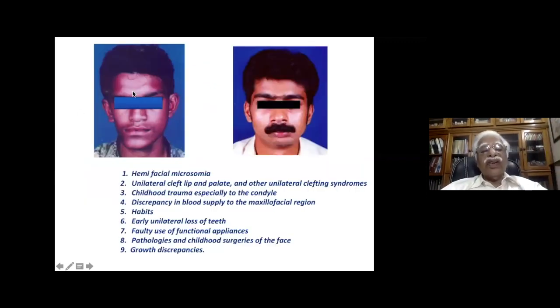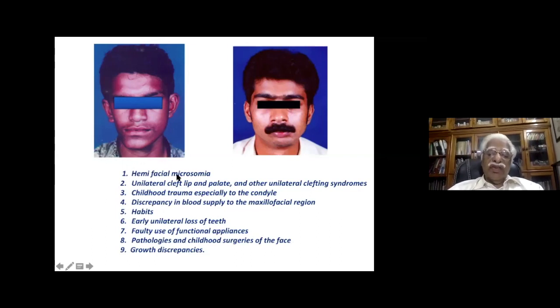So coming to facial asymmetry, it can be pan-facial asymmetry, or it can be there in one area only, in the chin only. The reasons for facial asymmetry are hemifacial microsomia, unilateral cleft lip and palate, and other unilateral clefting syndromes, childhood trauma, especially to the condyle, discrepancy of blood supply to the maxillofacial region, habits, early unilateral loss of teeth, faulty use of functional appliances, pathologies and childhood surgeries of the face, and growth discrepancies. All these things can cause facial asymmetry.